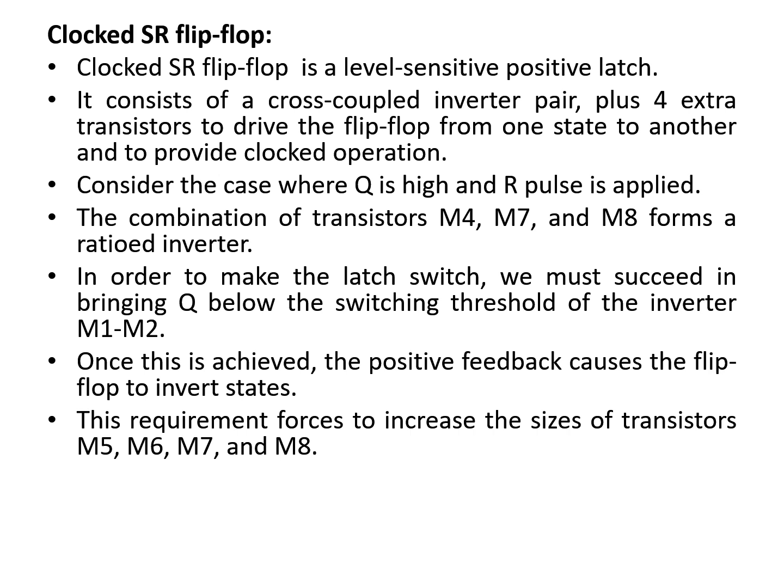Consider the case when Q is high and an R pulse is being applied. The combination of transistors M4, M7 and M8 forms a ratioed inverter, and in order to make the latch switch, we must succeed in bringing Q below the switching threshold of the inverter. Once this is achieved, the positive feedback causes the flip-flop to invert states. This requirement forces an increase in the size of the transistors M5, M6, M7 and M8.